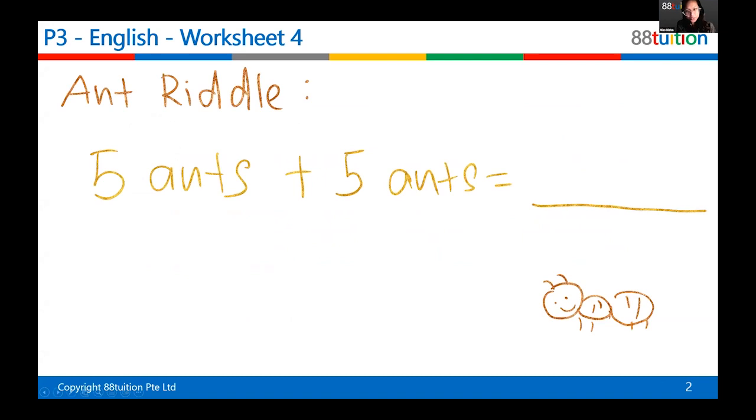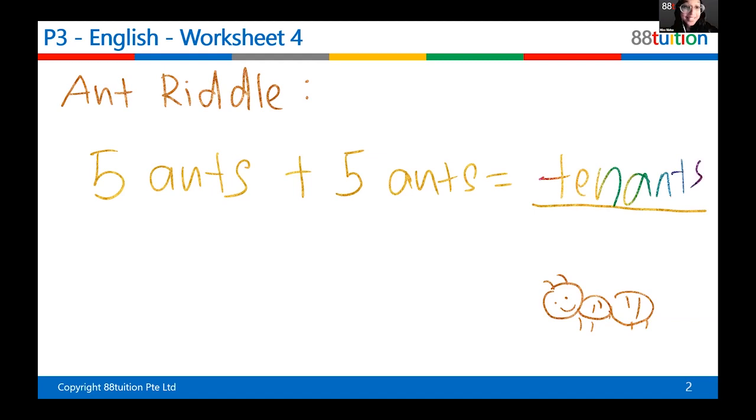Who can tell me the answer to this riddle? You can ask your parents to see if they can answer. The answer is an actual English word, which is a noun, a naming word. What is the answer to this? 5 n's plus 5 n's. Who can tell me? Anyone? Try and guess it. It's mathematical. Hello, what is 5 plus 5, everyone? Yes, 10 n's. That's the answer.